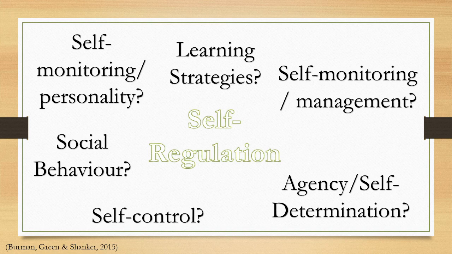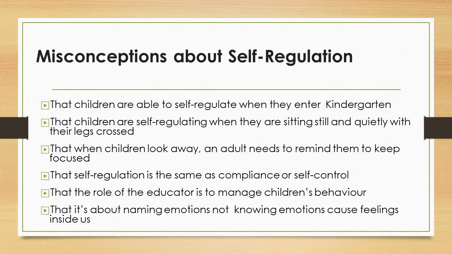So what is self-regulation? That's a great question. Self-regulation means so many different things in the literature, and there actually are 447 definitions of self-regulation. Some terms that you might hear along with self-regulation are self-monitoring, learning strategies, social behavior, self-control, self-determination, self-management. As part of the Algoma community practice for self-regulation, we wanted to create one definition for us to use across the Algoma district, so that when we're talking about self-regulation amongst different agencies, and with our clients and our families, we're all talking about the same thing. Some misconceptions about self-regulation are that children are able to self-regulate when they enter kindergarten.